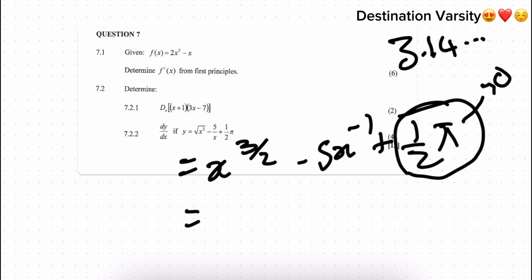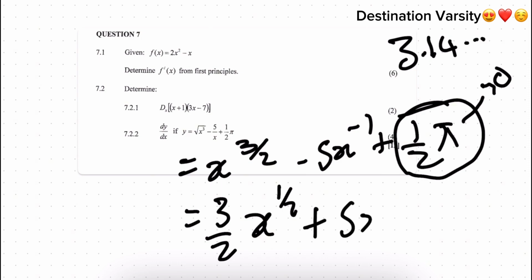This times this, it's literally going to be what? 3 over 2 x, and then I think it's to the half here, because 3 over 2 is 1.5. 1.5 minus 1, that's 0.5. 0.5 is half. Minus, then it's going to be 5x to the minus 2. That's 0. How would this look in standard format?